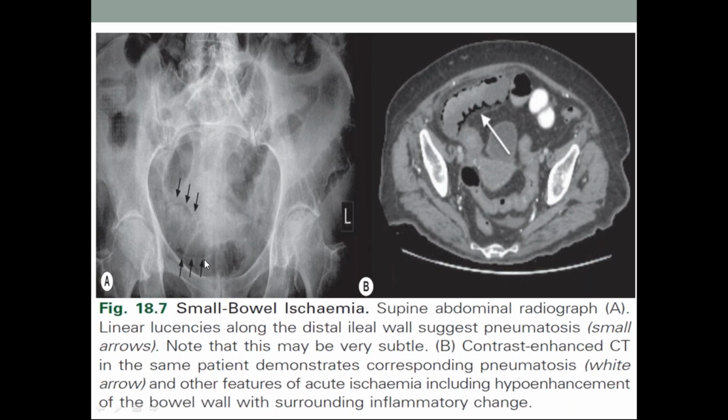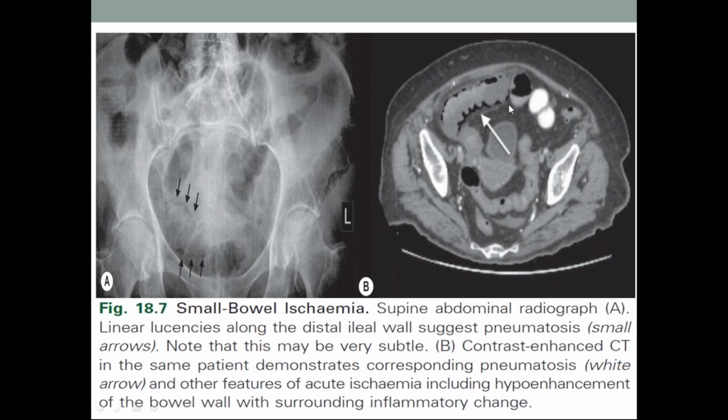There are thin linear lucencies in the distal ileal wall, such as pneumatosis. Note that this may be very subtle. Very subtle means very little, but normally if I am showing you the arrows, then you are able to identify. If I give you this radiograph, you wouldn't actually think it's abnormal. In the same patient we have taken a CT, and we can clearly appreciate linear gas.